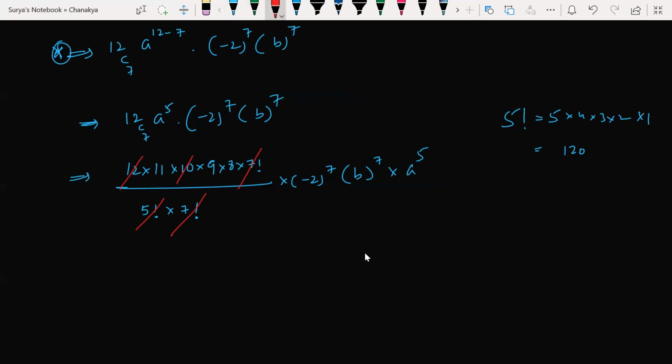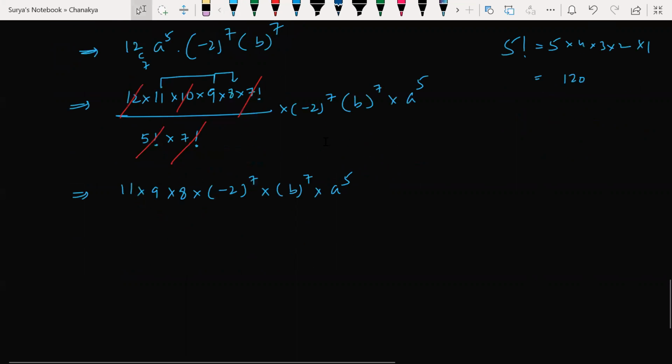So 12 into 10, can I cancel? 12 tens 120, yes. Now 5 factorial we can cancel. Look at this. What am I left with now, beta? So 11 into 9 into 8, into minus 2 to the power of 7 into b to the power of 7 into a to the power of 5. Clear? So this is what we have.